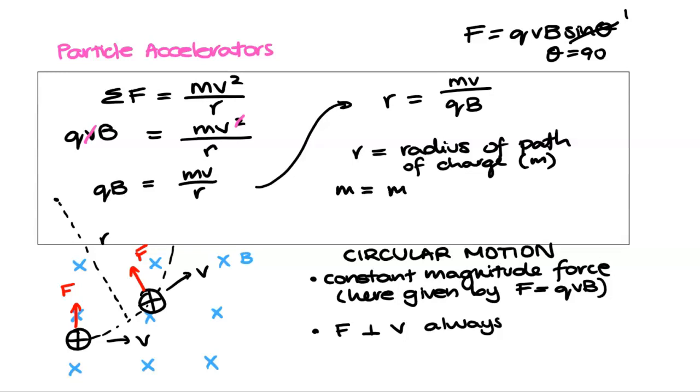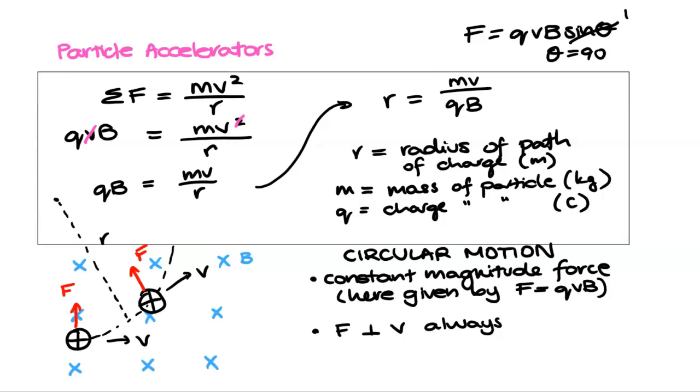M is going to be the mass of the particle. Again, we want that in kilograms. We have Q is the charge of the particle, so of particle in coulombs. B is the magnetic field strength, and we most often measure that in Tesla.